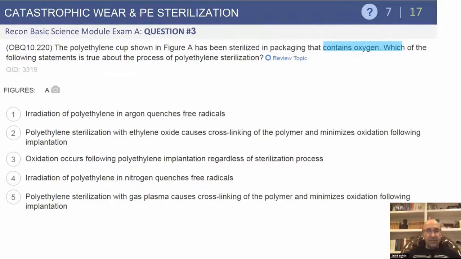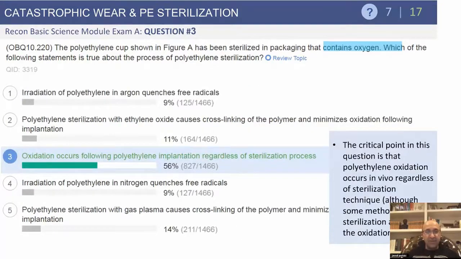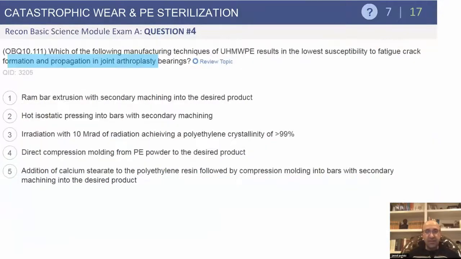Let's talk about this commonly asked question again. A polyethylene cup is shown in figure A that's been sterilized in packaging that contains oxygen. As you know, packaging in oxygen results in increase in free radical formation and damage like this. So you will be expected to know this in the exam, which is obviously oxidation as a result of formation of free radicals and damage to the polyethylene. And because of that, now polyethylene is sterilized in an inert environment.